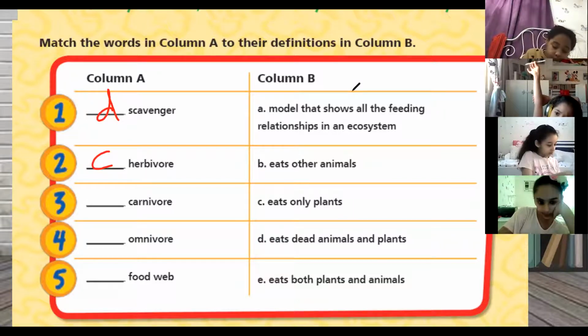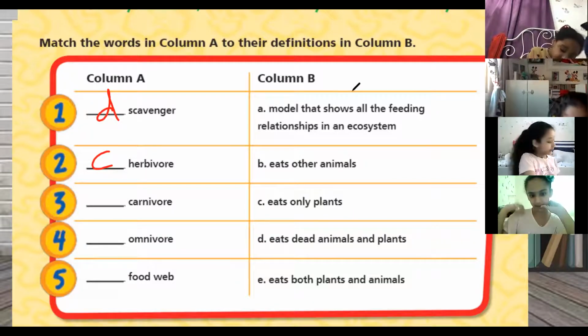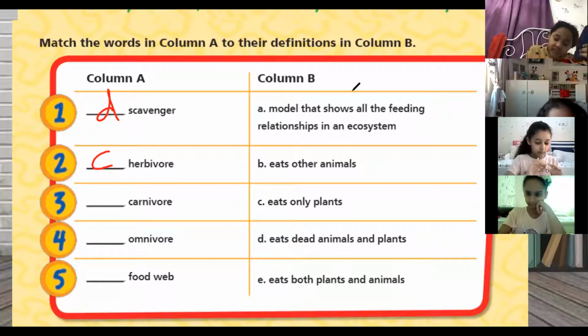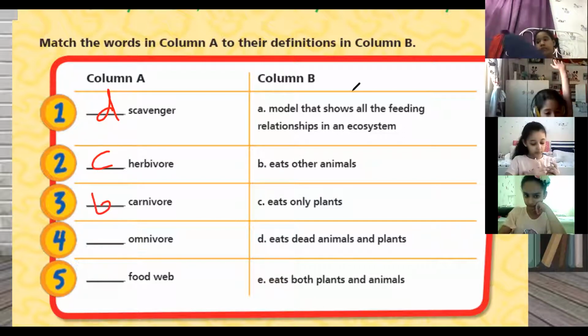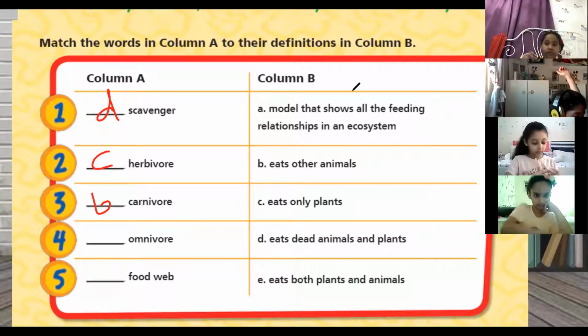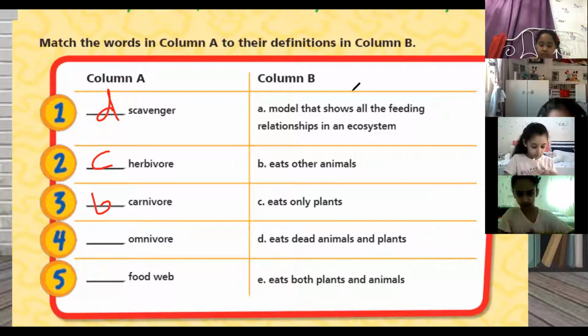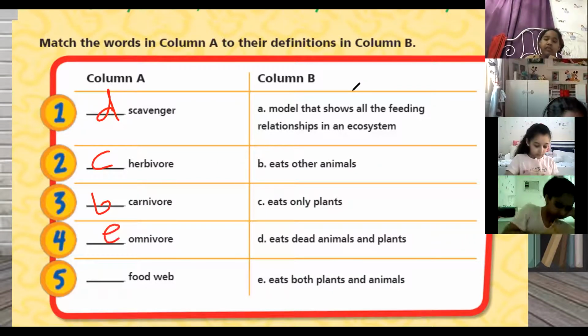Okay, Liana, can you tell me what's a carnivore? Oh, it's B, isn't it? Yes, it's B. What is B? Read the whole sentence, please. Eats other animals. Yes, what's an omnivore, Leanne? An omnivore eats both plants and animals. Excellent. So it's E.